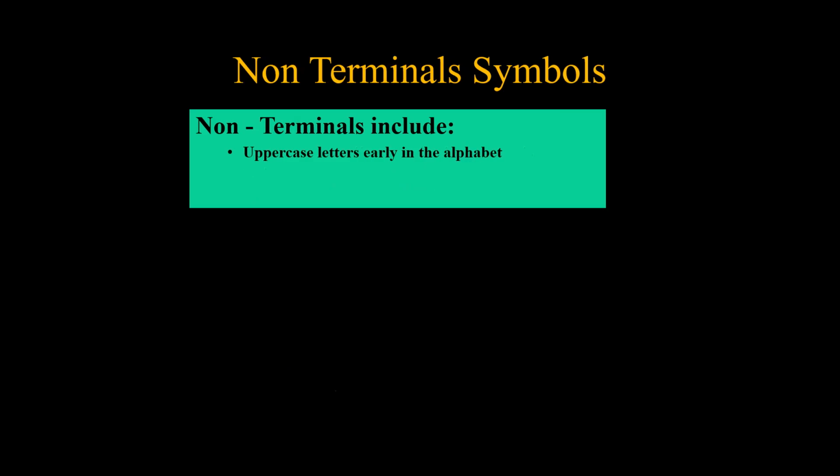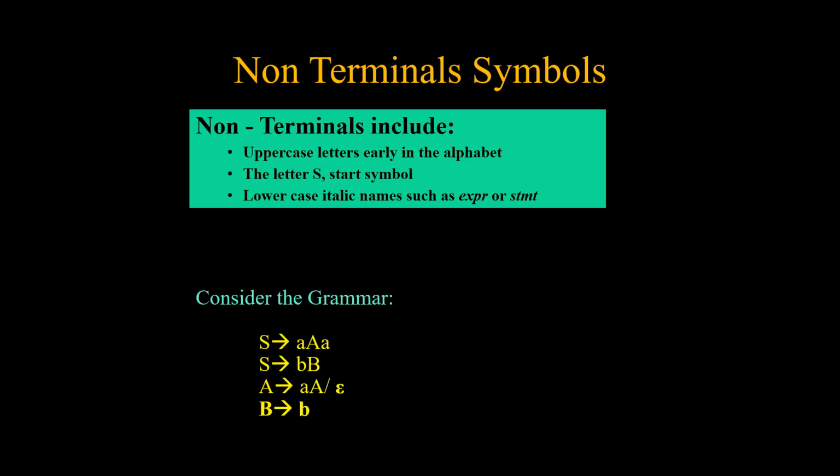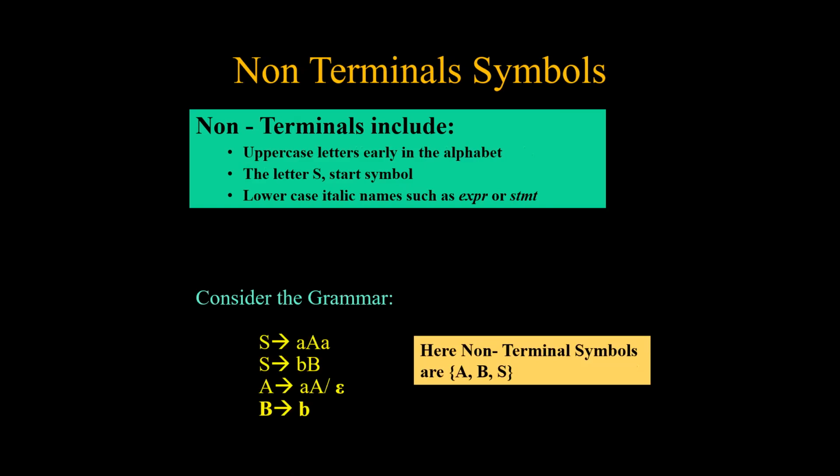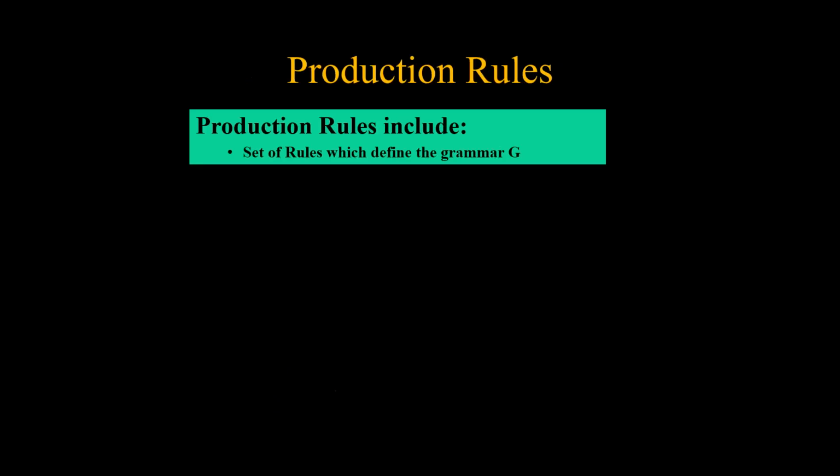Non-terminals include all the uppercase letters early in the alphabet. The start symbol S is a non-terminal symbol, and lowercase italic names such as expr, stmt, when represented in italics, are considered to be non-terminals. Now consider this grammar. In this grammar, we have three non-terminals, capital A, capital B, and S, which is the start symbol.